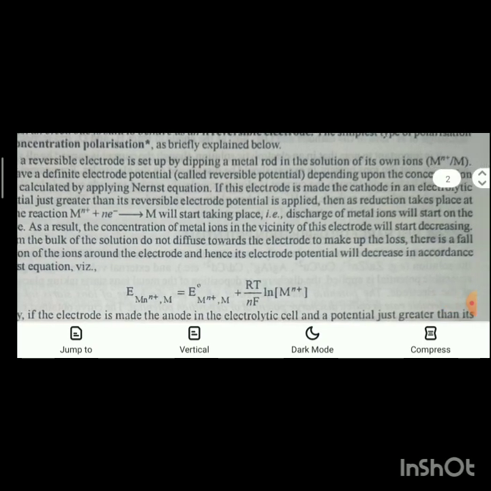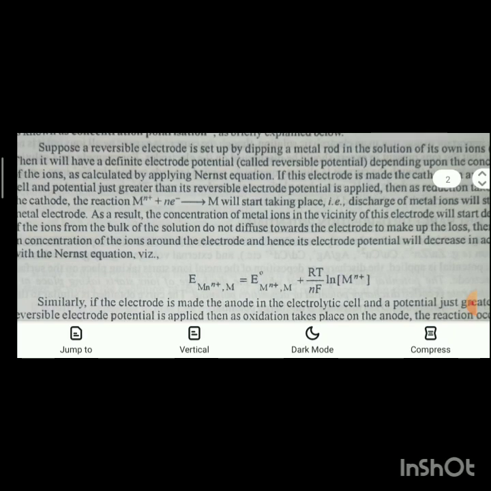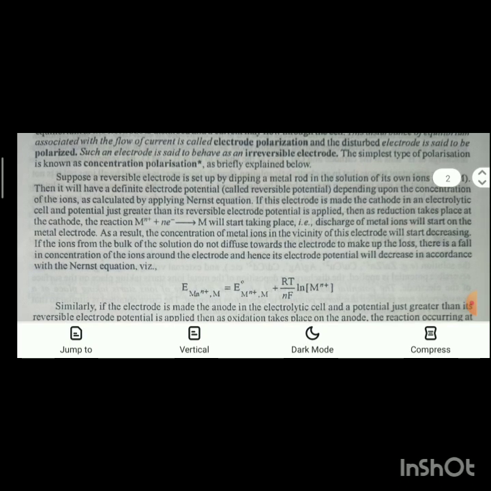As a result, the concentration of metal ions in the vicinity of this electrode will start decreasing. If the ions from the bulk of the solution do not diffuse towards the electrode to make up the loss, there is a fall in concentration of ions around the electrode, and hence its electrode potential will decrease in accordance with the Nernst equation. That is, E(M^n+/M) = E°(M^n+/M) + (RT/nF) ln[M^n+].